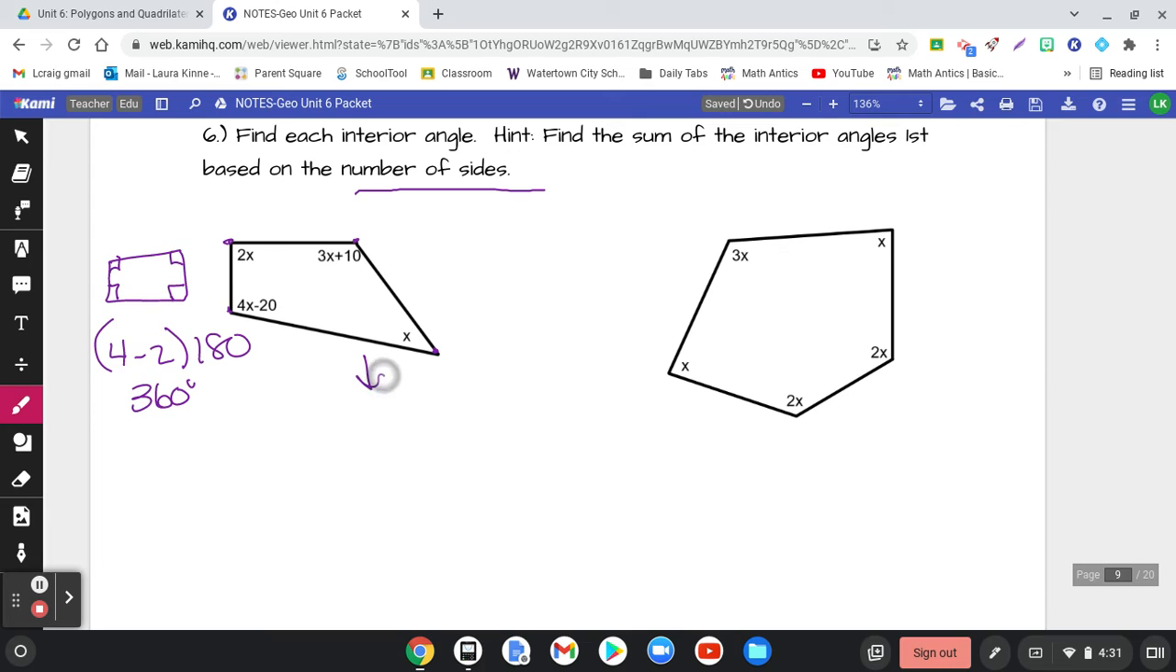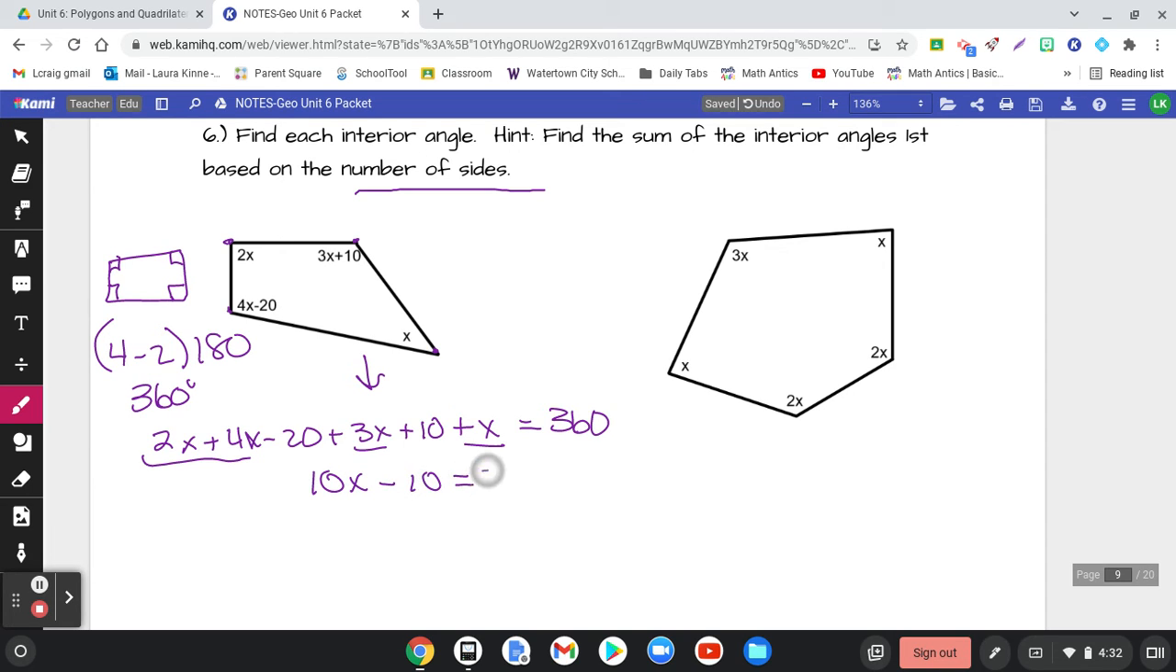So if we add these all up, 2x plus 4x minus 20 plus 3x plus 10 plus x equals 360. Combine your like terms. So we have 10x and then negative 20 plus 10 is not negative 30. It's negative 10. Add 10 to both sides, so 10x equals 370. Divide by 10, x is 37.